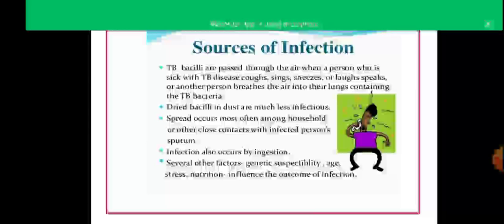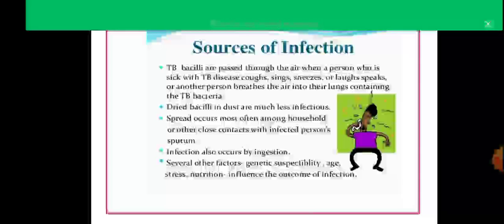Next, we enter sources of infection. The bacilli are spread through air, because, as we already said, it is an airborne disease and also a dangerous and contagious one. A person who is sick with TB disease, with symptoms, coughs, sings, sneezes, laughs, or speaks, and another person breathes the air containing the TB bacteria into their lungs.